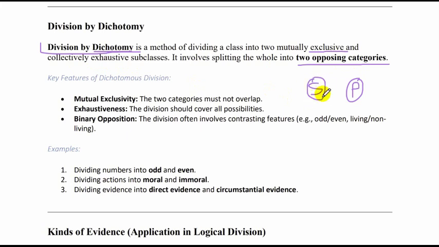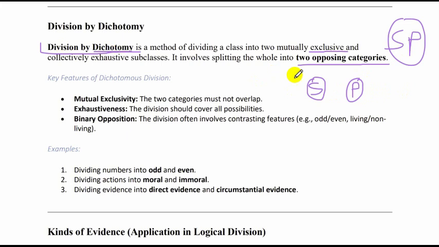Every member should be included in this class of S, and every member should be included in the class of P as well. Nothing should be left out. It should be exclusive as well as exhaustive subclasses. It involves splitting the whole, the broad category, into two opposing categories. So earlier there was a broad category of S and P, and now they have been subcategorized or split into two opposing categories.